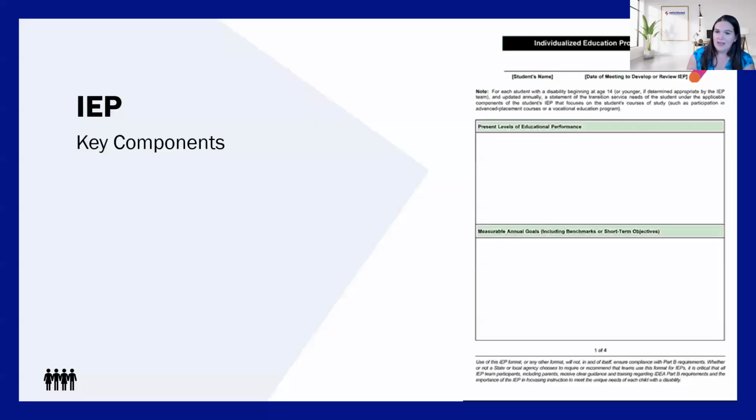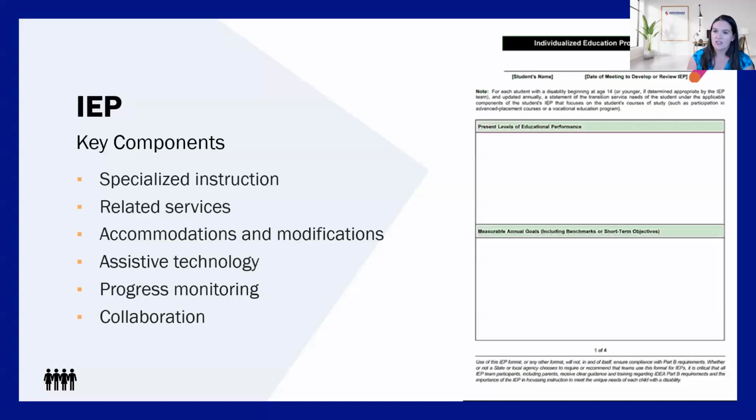So what is an IEP? An IEP is a legally binding document that outlines specific educational services and accommodations for a child with disabilities. It's created by a team of educators and parents and focuses on the child's unique needs and strengths. The IEP is the thing that ensures that the child has access to a free and appropriate public education, or what we call FAPE.